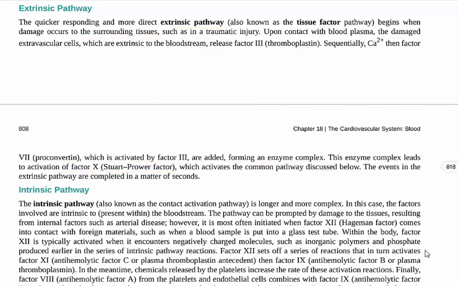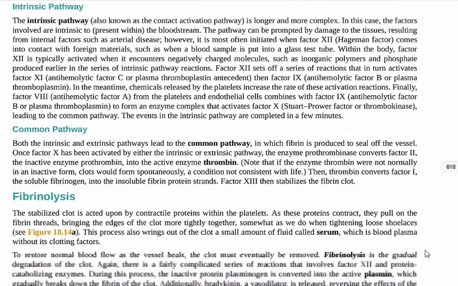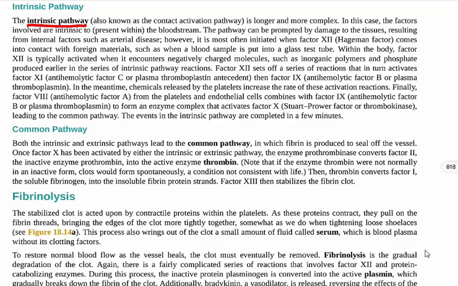Okay, then we go to our intrinsic pathway. So remember, intrinsic meaning when the blood vessel itself is damaged, so that's triggered by internal damage to the blood vessels, so it begins in the bloodstream. So the intrinsic pathway, also known as the contact activation pathway, is longer and more complex. So extrinsic was pretty quick there.